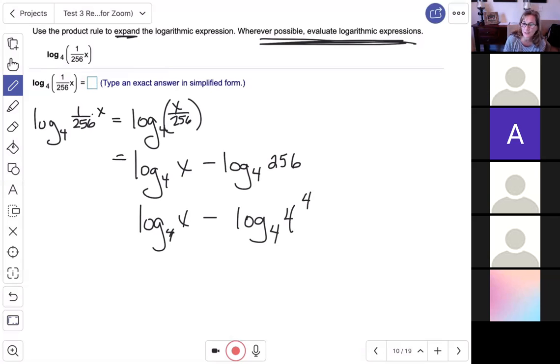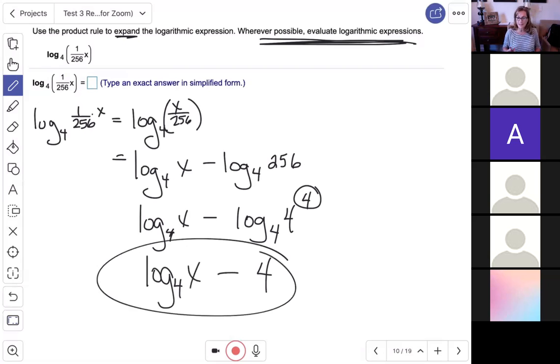Where 256 is probably 4 to some power, because since the bases are the same, this whole thing simplifies to 4. So this is what they're wanting you to put, right? You expanded it, and it turns out that that second one could be simplified into a number. And they're wanting you to use the shortcuts, because all we're talking about in this section were the little shortcut ways. So they just infuse this into a problem.